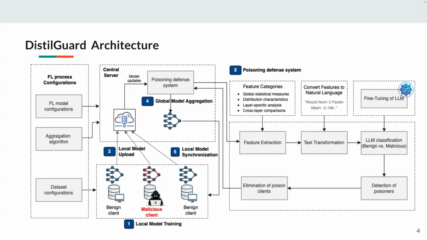We extract statistical features from these updates, convert them into natural language, and then use our fine-tuned LLM to classify the clients as malicious or benign. On the right side, any malicious clients that are detected are eliminated from the aggregation process, ensuring that only benign updates contribute to the global model.